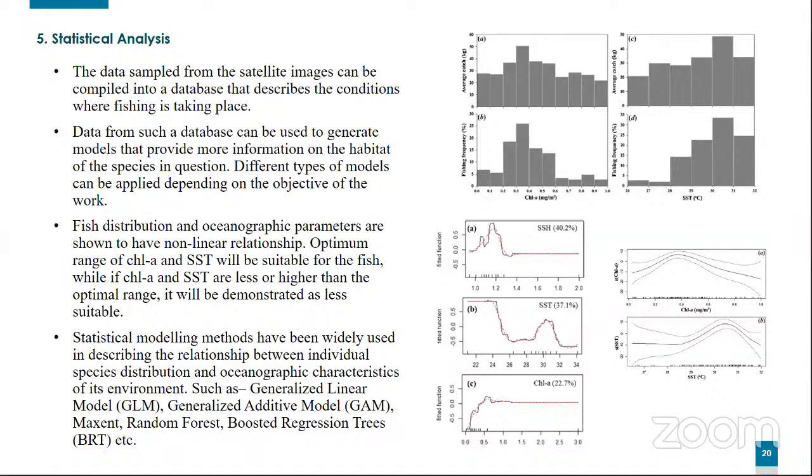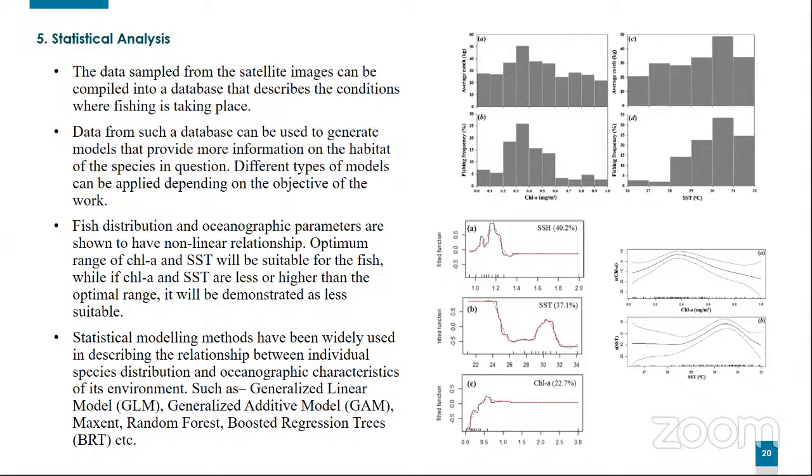So fish distributions and oceanographic parameters are shown to have a non-linear relationship. Untuk ikan, setiap spesies ikan mempunyai their preferred optimum range. Okay, so optimum range of chlorophyll and SST will be suitable for the fish. Dan kalau SSH, chlorophyll and SST are less or higher than the optimal range, okay, it will be demonstrated as less suitable.